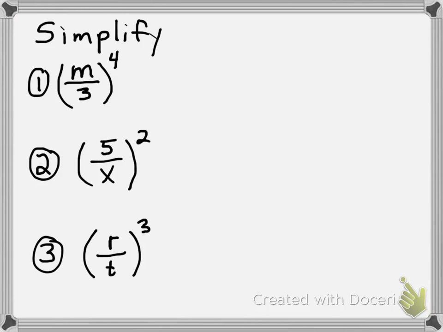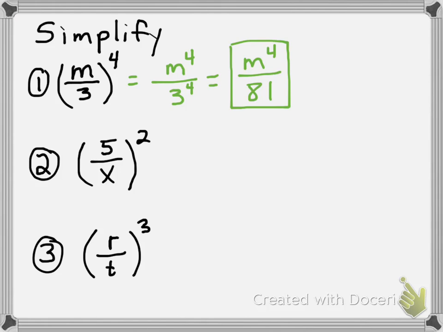Now looking at the first one, I have (m over 3) to the fourth power, so that gives me m to the fourth power over 3 to the fourth power. Then all I have to do is simplify. m to the fourth is simplified already, but 3 to the fourth is 81. And you can always use your calculator to figure out what 3 to the fourth is. The calculator won't do the whole problem for you, but it will do that part.